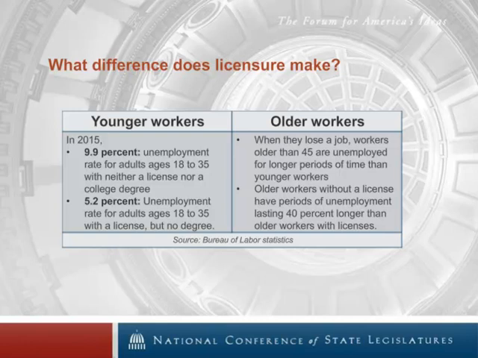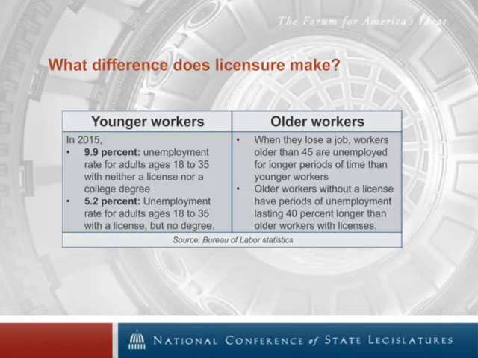In 2015, the unemployment rate for adults ages 18 to 35 who didn't have a license and also didn't have a college degree was 9.9%. Now if we look at the unemployment rate for adults of the same age, also without a degree but who do have a license, the unemployment rate is almost half of that.